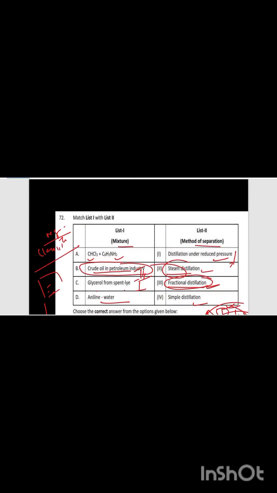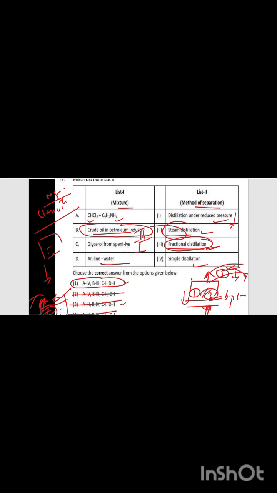Anything missed? Option A missed. Simple distillation. Chloroform and aniline is simple distillation, that is, they have different boiling points. They are compounds of different mixtures. No properties are the same.